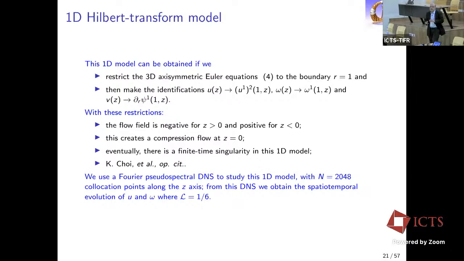We will see that the singularity will develop at r equal to 1, and we are going to look along the z direction. So when you look at those plots, you will see that this is a natural sort of model that you want to write down. And in this model, you can actually prove that there is a finite time singularity. But all that we say about the 3D Euler axisymmetric case, we will also test on this 1D Hilbert transform model.